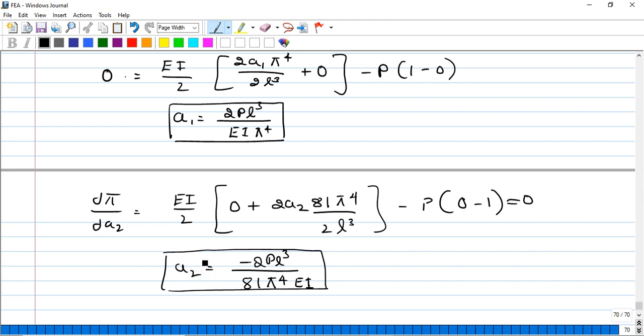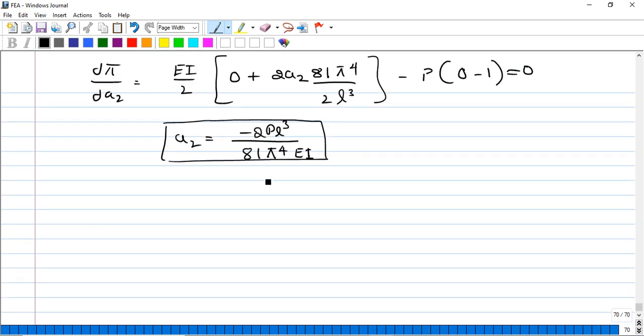Okay, so now I was able to identify the generalized coordinates a1 as well as a2. Now let me substitute this a1 and a2 in the displacement function. What is the displacement function? We considered v is equal to a1 sine pi x by L plus a2 sine 3 pi x by L. When we substitute the values of a1 and a2 here, that will be our final displacement.